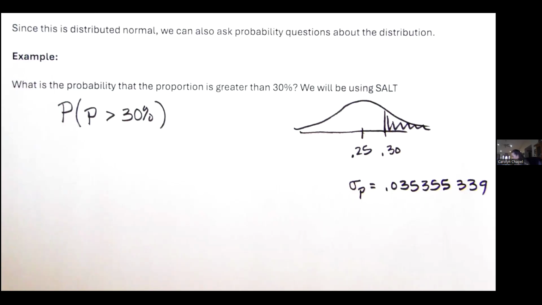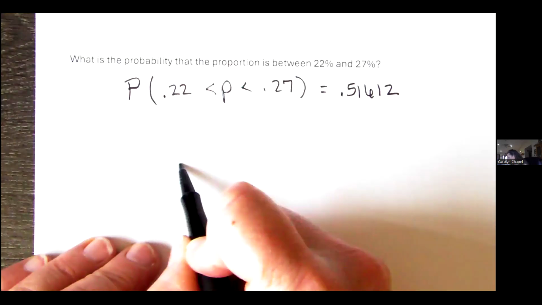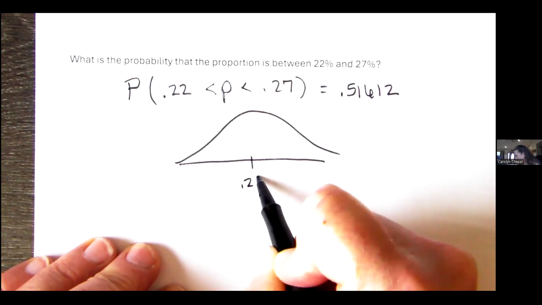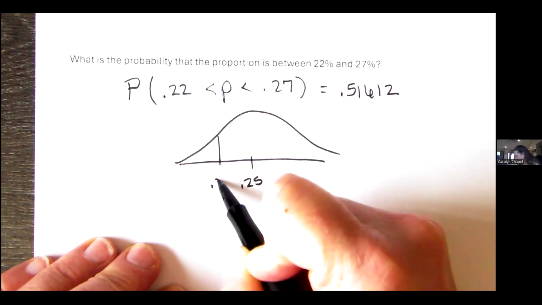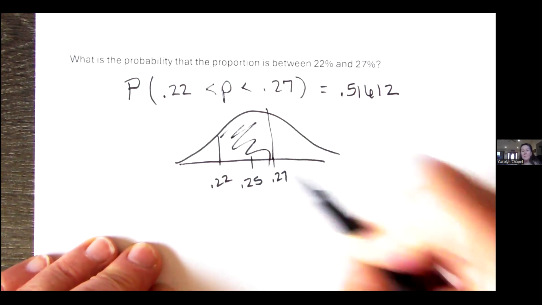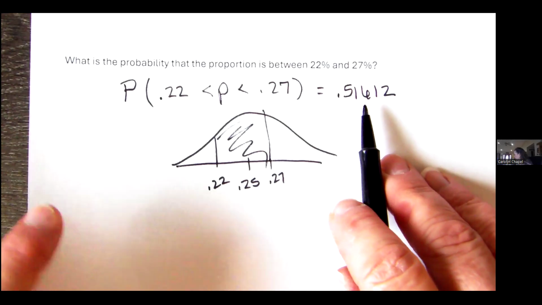Okay, so there was the one we started with. And here's this guy. I could have drawn a picture because we are doing 0.25 in the middle, 0.22 here, 0.27, and between. And when I use SALT, I got the 0.51612.